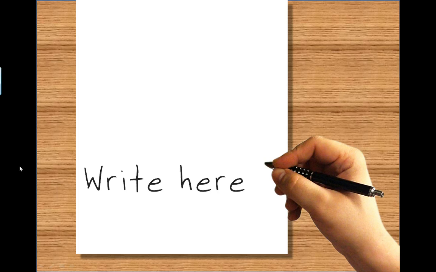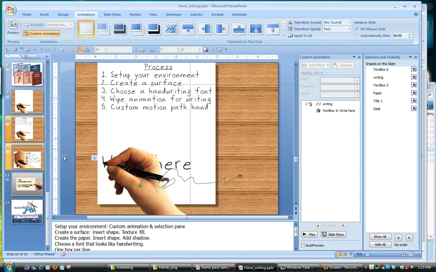And let's go ahead and take a look at it. So this is really a 5-step process, and the first one or 2 don't really need to be there. Setting up your environment is the first step, and what I do is I always have the custom animation pane and the selection and visibility pane open. This allows me to deal with my animations, and the selection and visibility pane allows me to deal with my layering.